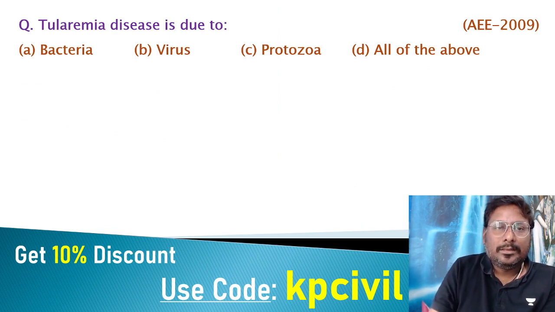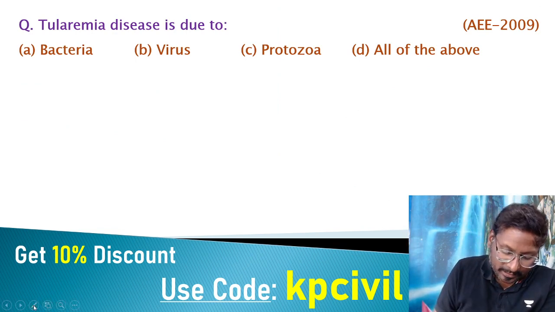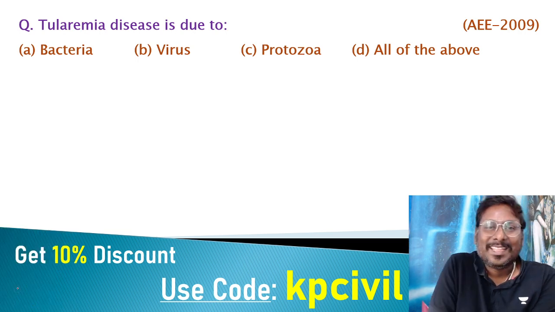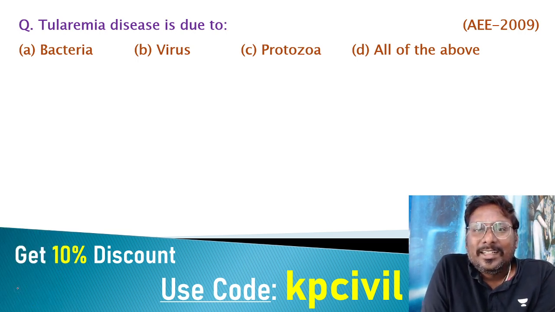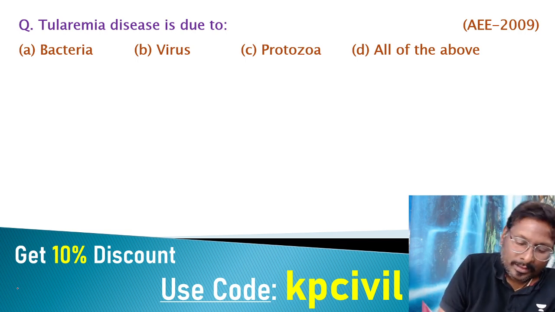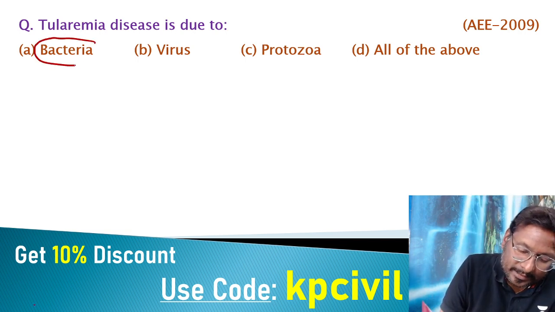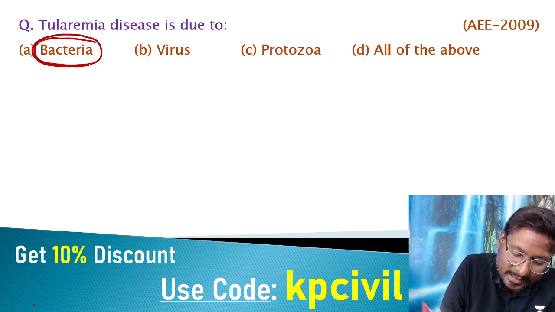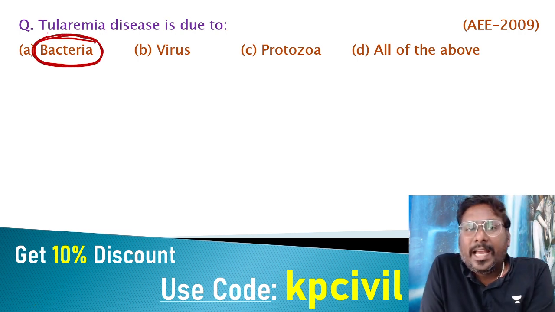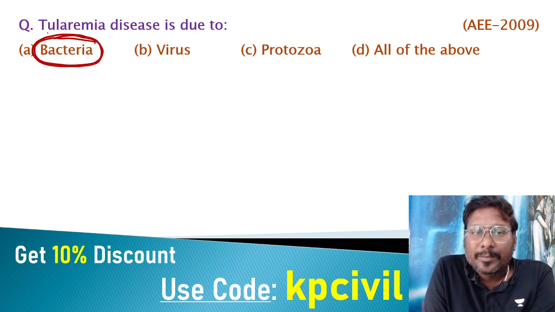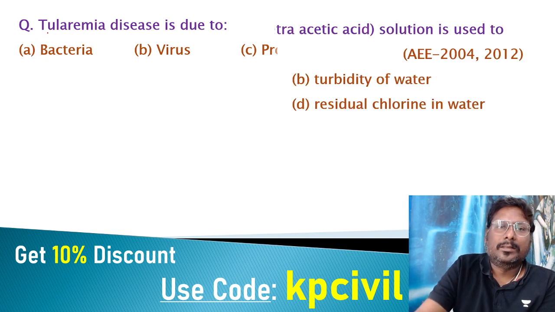Tularemia. Tularemia disease is caused due to. It is called rabbit fever. Tularemia is a rabbit fever caused due to bacteria. It's a bacterial disease. Infected animal contact is done with human. Human suffering from tularemia. This is a bacterial disease.